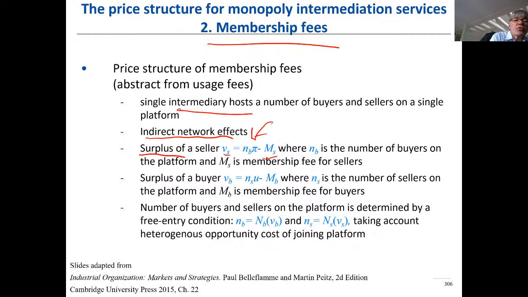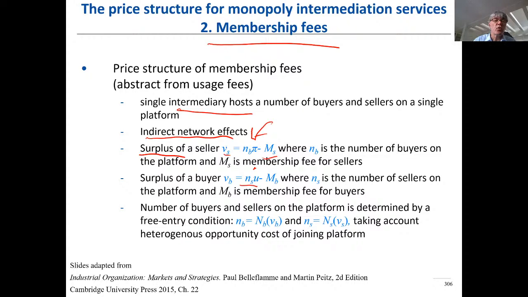And just the opposite holds for the other side of the market, which we call buyer here. Again, on the buyer side, the surplus depends on the number of sellers you have. So if you're in partnership platforms with heterosexual people, if you're a woman, it depends on the number of men who are there, and if you're a man, it depends on the number of women who are there. And of course, the important point is that you might have different utilities from how much you value someone of the opposite sex. Okay, that's what we have here.